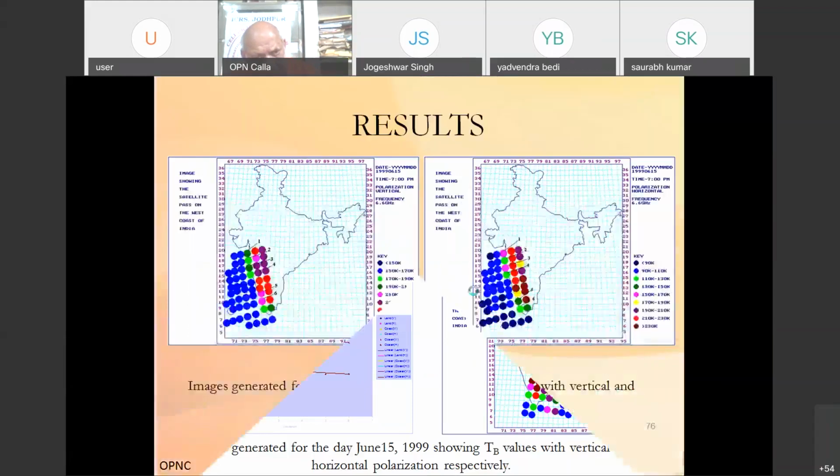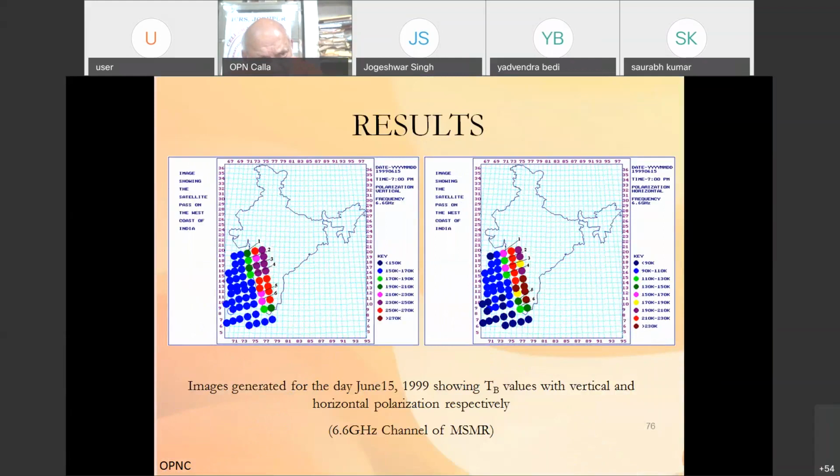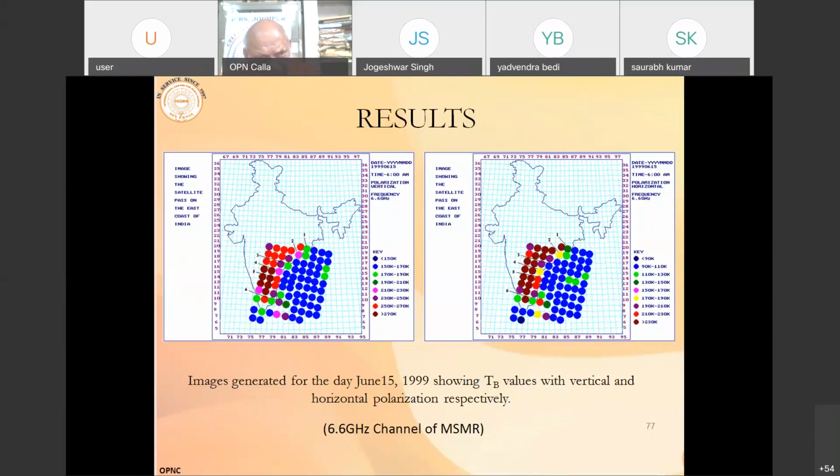So this one again, it is the two polarizations, vertical and horizontal, in the same area. You see here again, there is a difference of temperatures between the two polarizations at the same frequency, 6.6. Again, the same thing here at 6.6 gigahertz for horizontal and vertical polarization from the same location. So you can see the difference in the polarization. Then, based upon this, we can choose which polarization we should use.